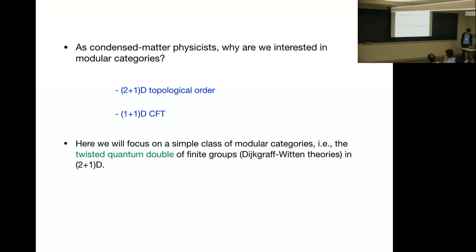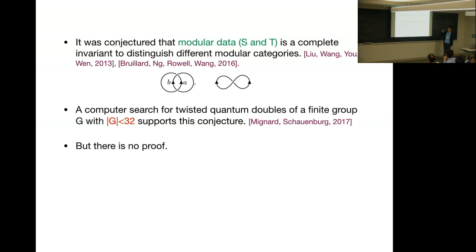Okay, the modular data, as I mentioned, are the S and T matrices. This conjecture was proposed by Xiaogang and by Zheng Han. The S and T matrices are simply topological invariants corresponding to the Hopf link and the loop with a kink. Okay, so this is very surprising, right? Because S and T are a very small part of the more cyborg data.